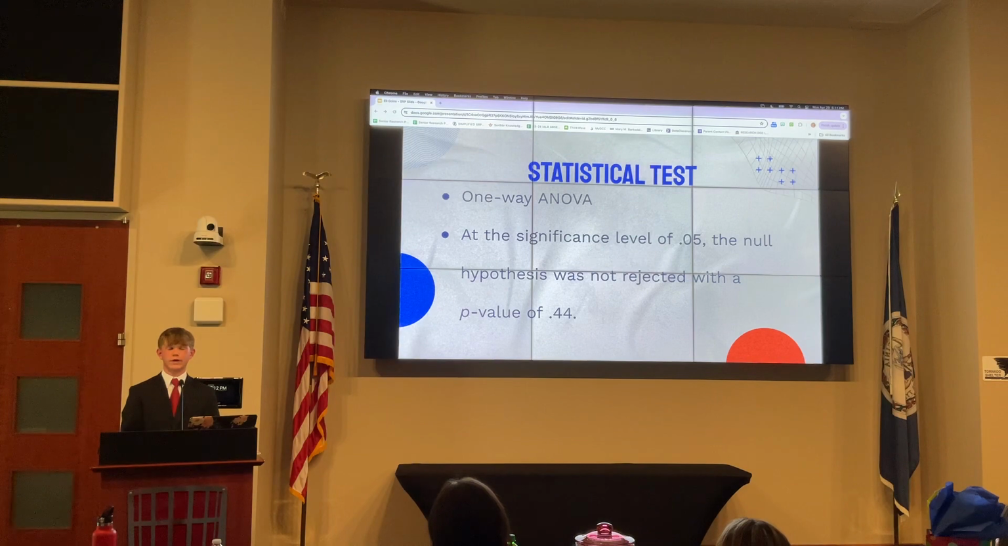For my statistical analysis, I used a one-way ANOVA. I chose a one-way ANOVA as it would show the correlation between my 5 independent groups. At the significance level of 0.05, the null hypothesis was not rejected with a p-value of 0.44. This p-value means that there was no significance in my data. However, it can still be concluded that after waiting 45 minutes, sprint times can still be improved.